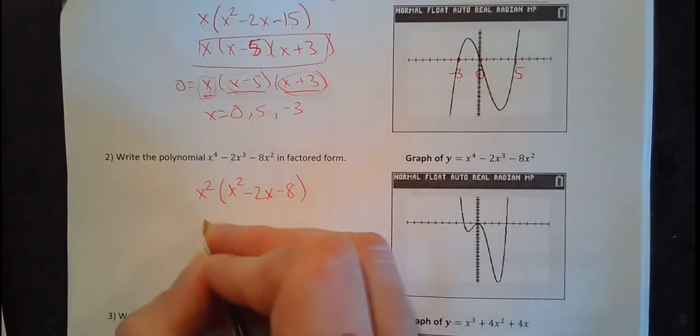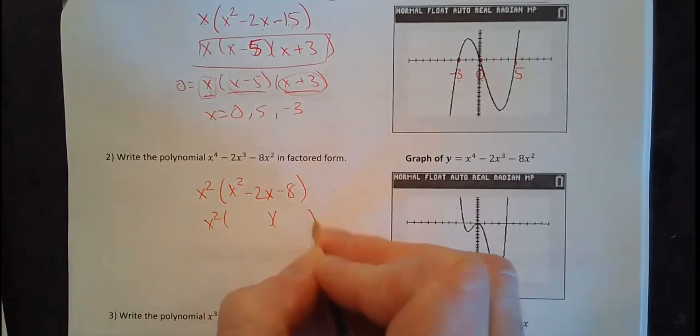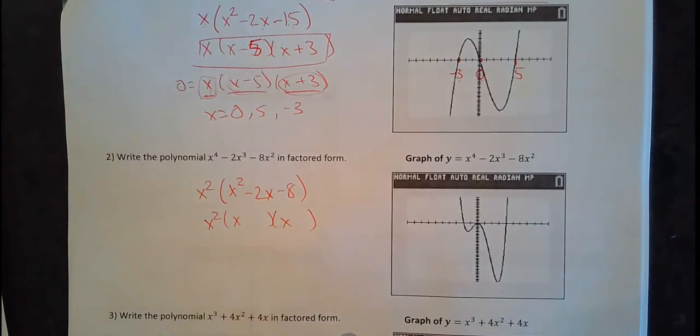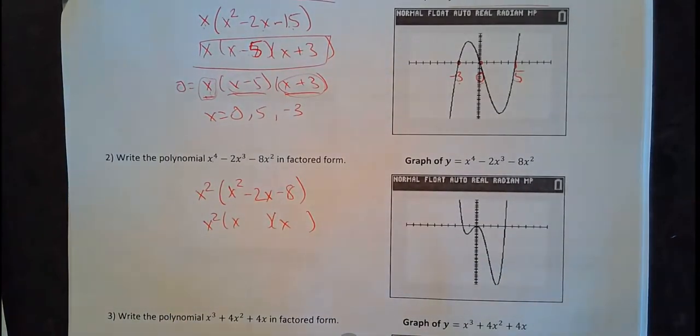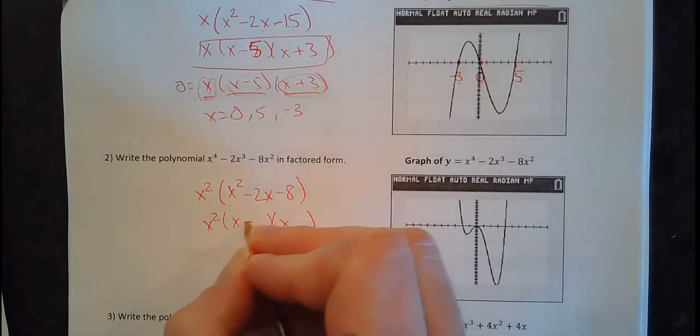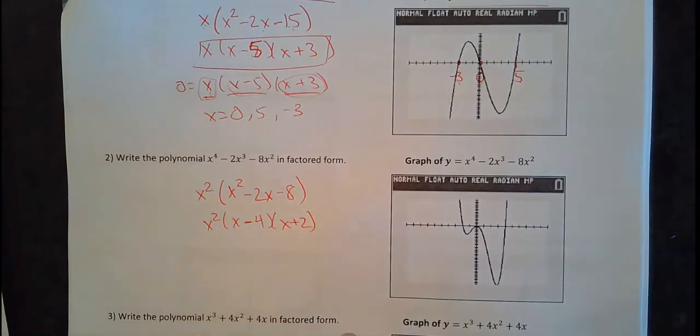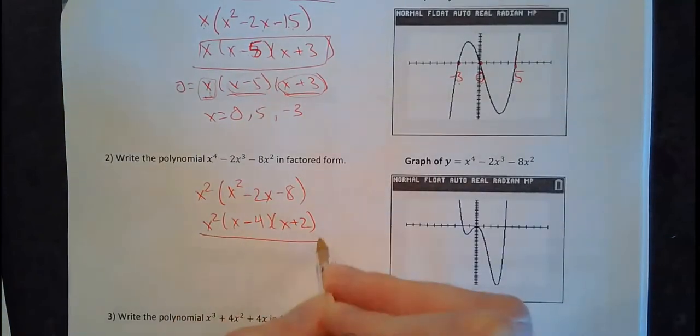Now what does this factor into? So I've got x squared, and then two things that multiply to give me negative 8 and add to give me negative 2. That'd be a negative 4 and a positive 2. Now that's factored form, that's my answer.